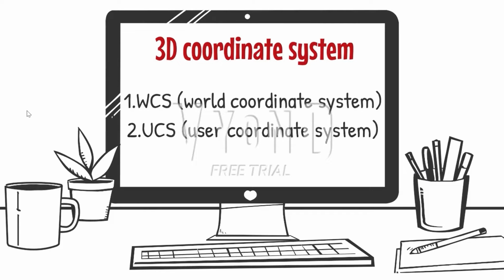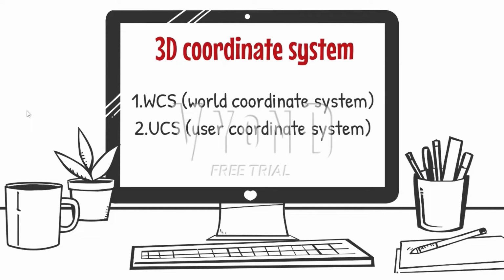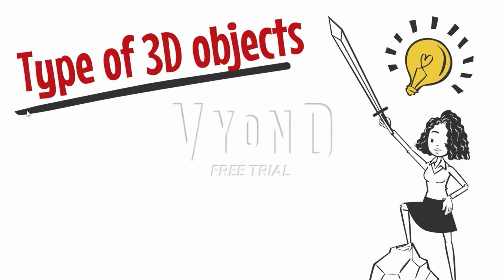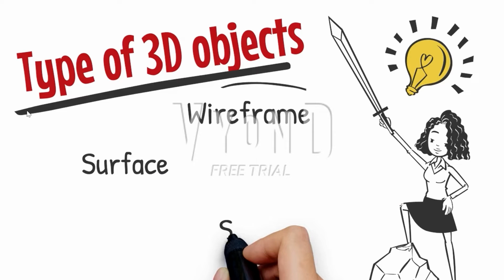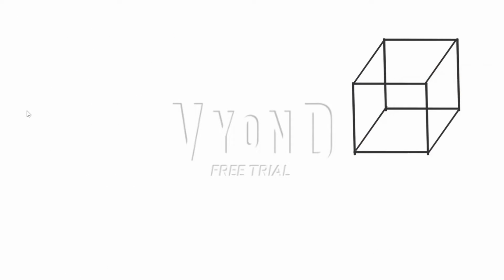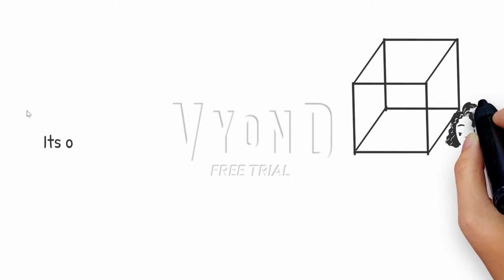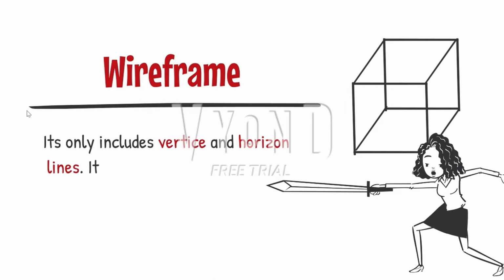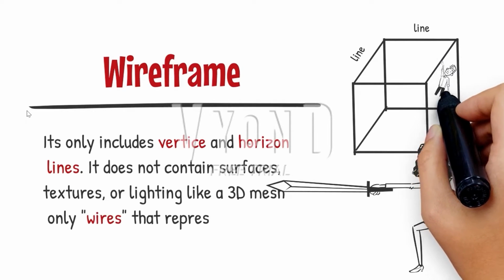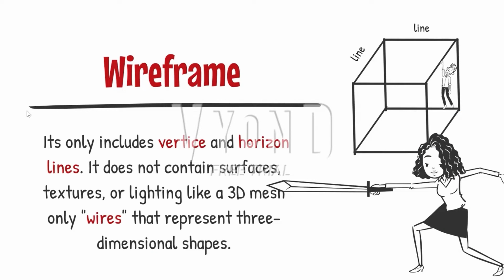There are two types of 3D coordinate systems: world coordinate system and user coordinate system. There are three types of 3D objects: wireframe, surface, and solid. A wireframe is a 3D model that only includes vertical and horizontal lines. It does not contain surfaces, textures, or lighting like a 3D mesh. Instead, a wireframe model is a 3D image composed of only wires that represent 3D shapes.